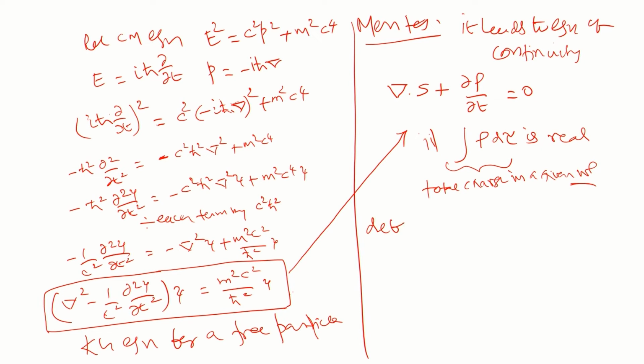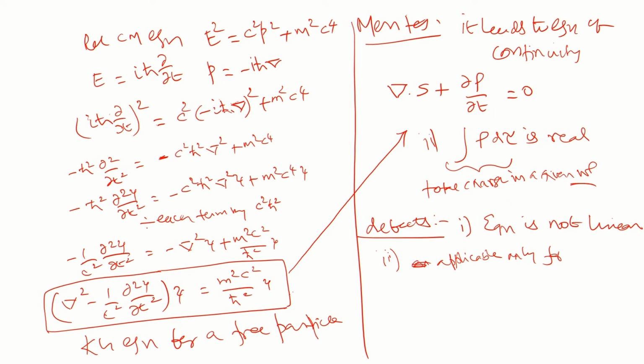Of course, there are some defects. The defects being, first thing, the equation is not linear. Here it is del square, dou square, that is a second order equation. Any physics equation should be a linear equation, and here it is not a linear equation. It's the first defect. Second thing, this equation is applicable only for spin 0 particles.